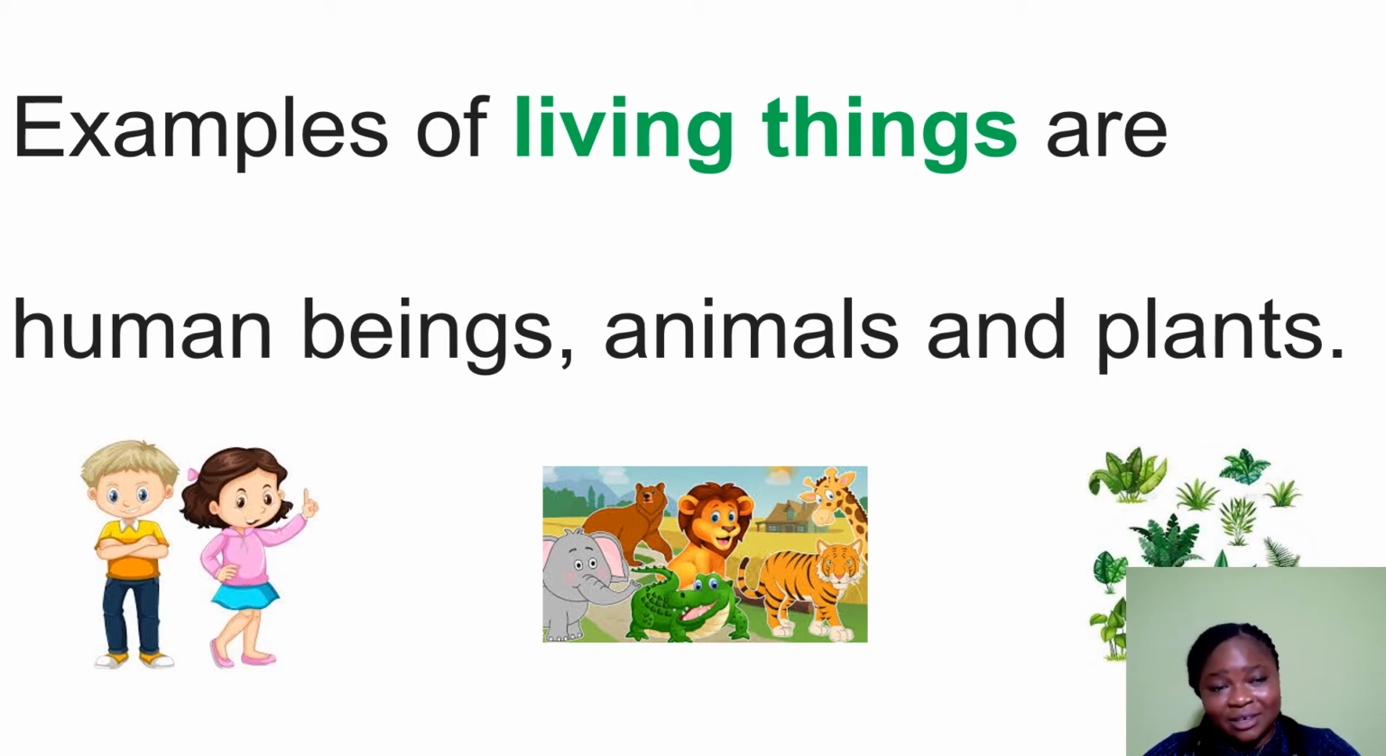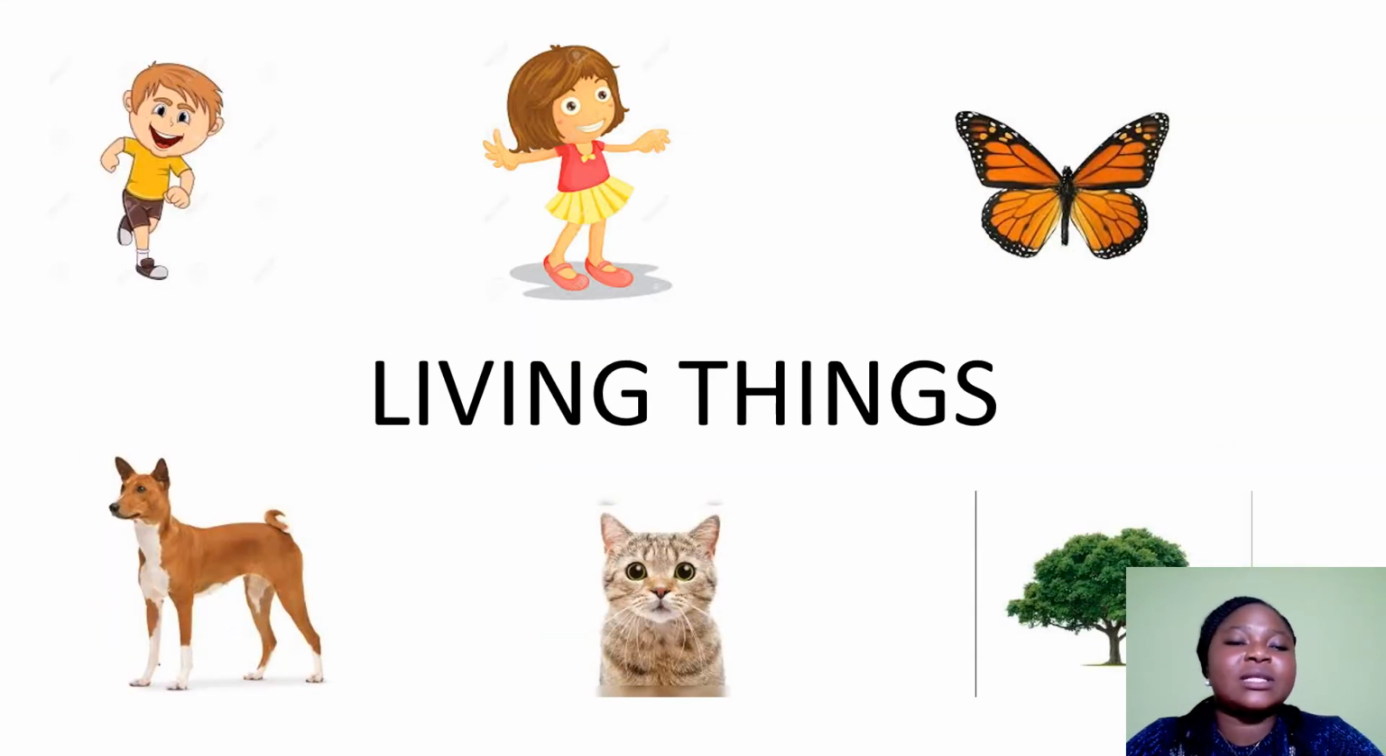Examples of living things. The living things are human beings, animals, and plants. So these are some of the examples. We have human beings, animals, and plants. We have more examples like a boy, a girl, a butterfly, a dog, a cat, a tree. Good.